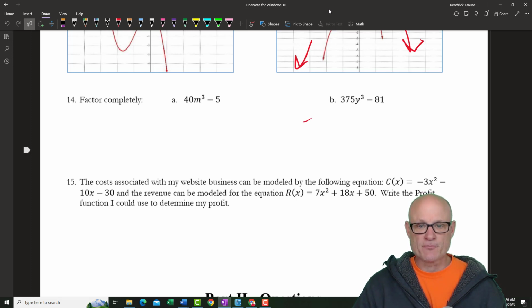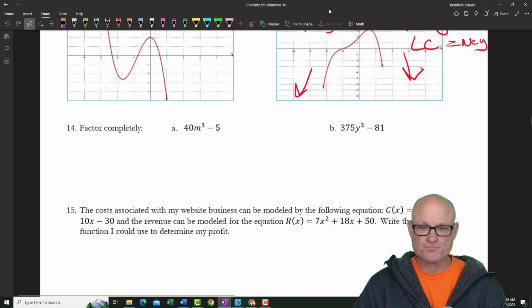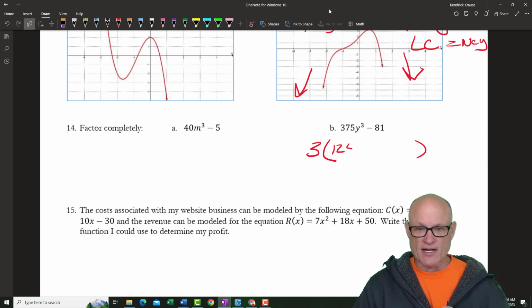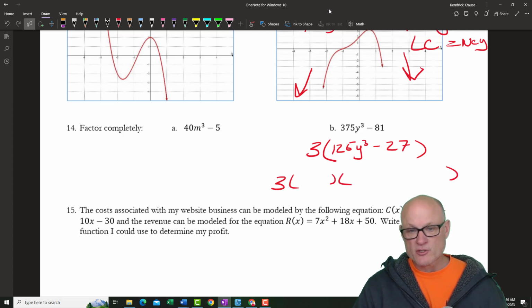I'm thinking it's 3. So we're going to take out a 3. The reason I'm thinking it's 3 is because when I do that, I get 125, which I know to be a perfect cube, minus 27, which I also know to be a perfect cube. All right, so 3, binomial, trinomial.